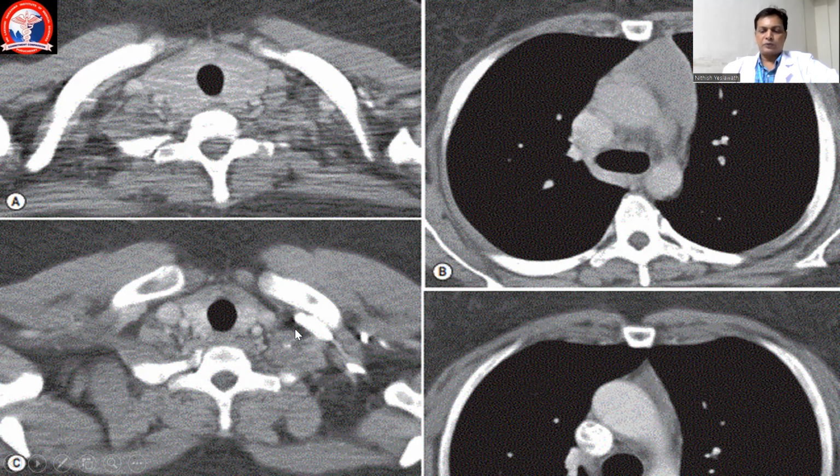So this is the case of thyroid toxicity, and this is actually thymic hyperplasia with Graves' disease. After treatment, it showed results. Next case we'll see.